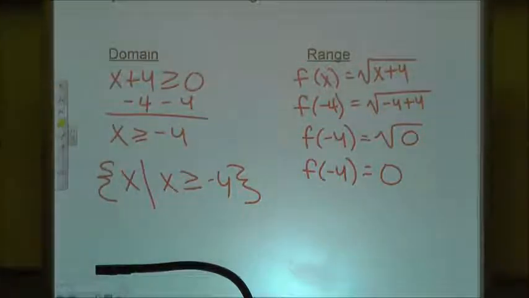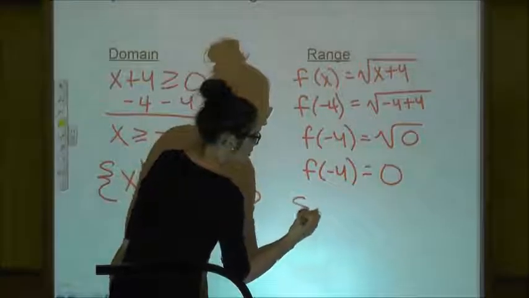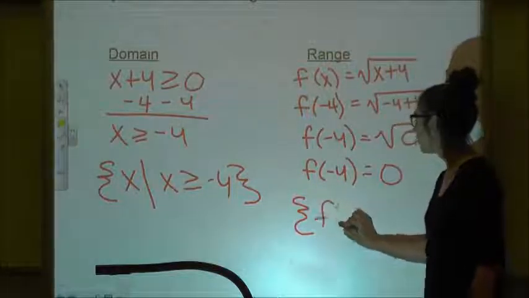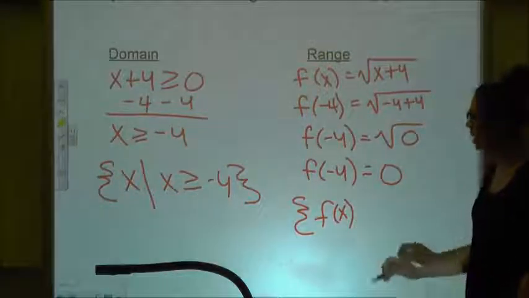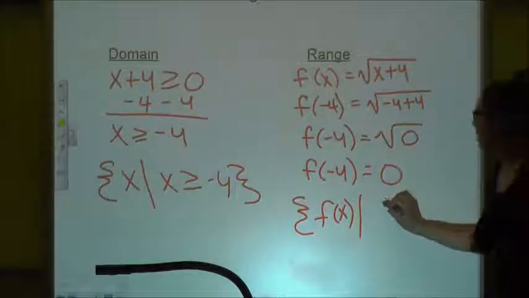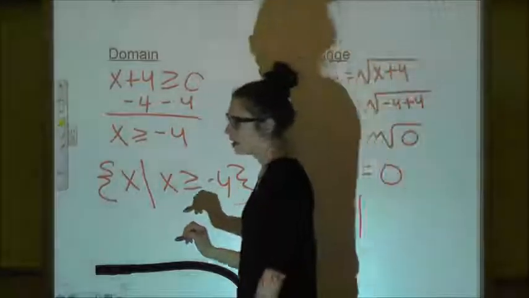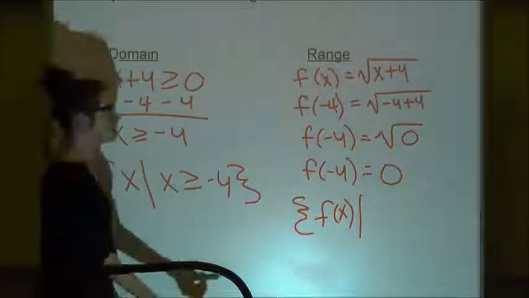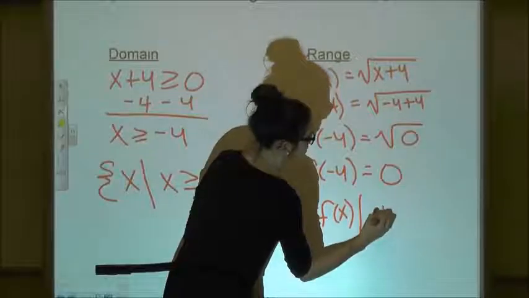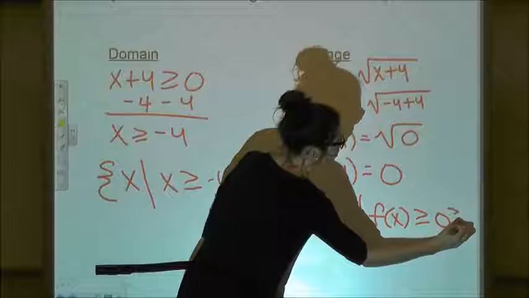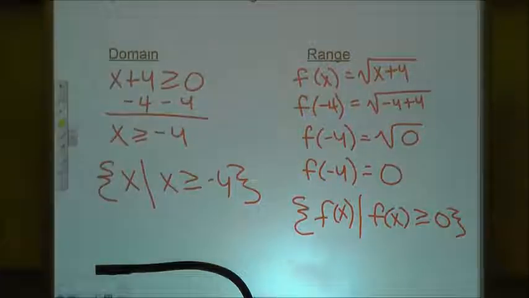Now you just have to write it in the notation that they want. So you do your brace. Now we're talking about f of x, which is the same thing as y. You put a line. And your f of x has to be greater than or equal to 0.